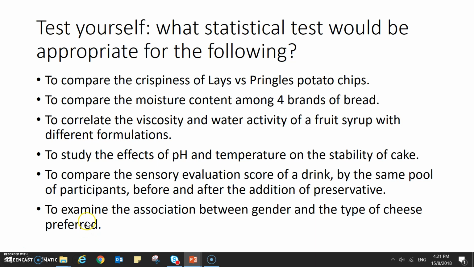Last example, to examine the association between gender and the type of cheese preferred. In this case, you will use the chi-square test. You will plot a 2x2 table. One side will be gender and the other side will be type of cheese preferred, and you will generate the p-value to see if there is a significant difference. If the p-value is significant, then you can say that there's an association between gender and type of cheese preferred. However, you must always remember that there may not be a causation effect. It is simply an association.